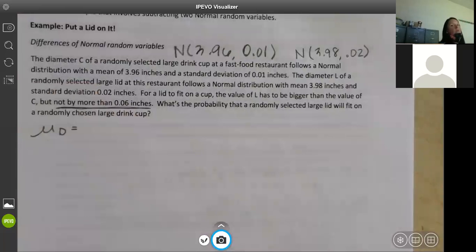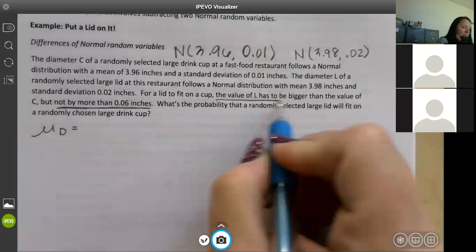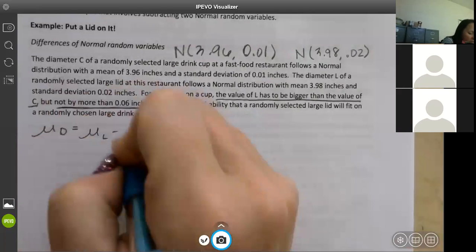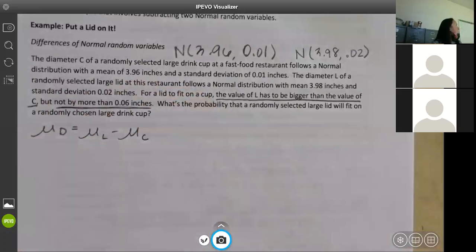So here's the question, which one goes first? Do I do lid minus cup or do I cup minus lid? What's it say? Tells you right here. Lid minus cup. Yes. The lid has to be bigger than the cup. So we want it to be a positive is what we want.